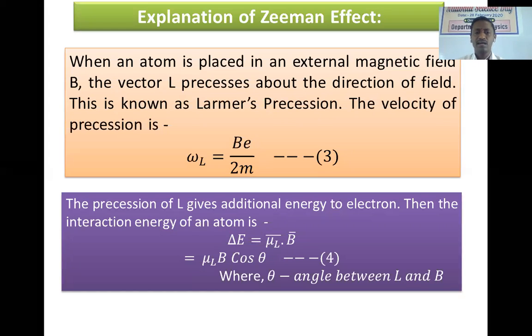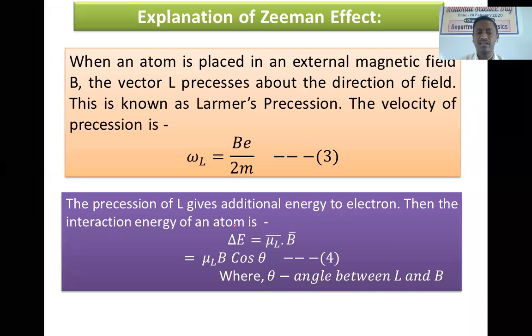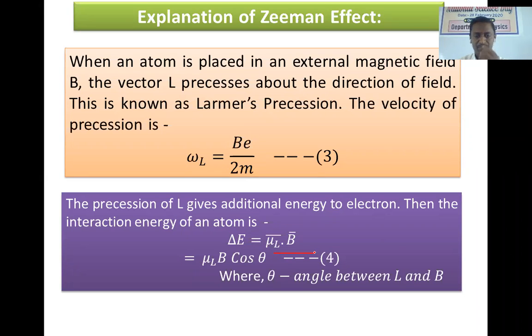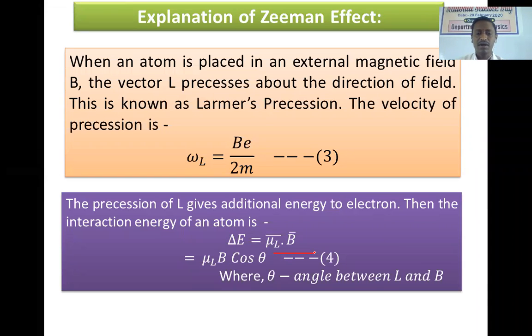Due to the Larmor's precession, the angular velocity achieved by the electron will be omega L equals eB upon 2m. It is also a constant quantity for the same magnetic field. This is our equation number 3. So due to the precession of L, the electron gets additional energy. The interaction energy of an atom will be delta E equals mu L dot B, the scalar product of the vector mu L and the vector B.